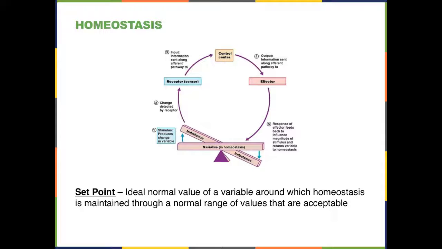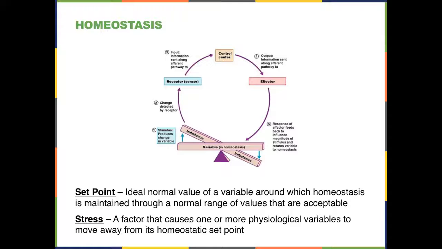So let's take body temperature. Everybody's heard of 98.6 as being normal, quote unquote, body temperature. So the body temperature set point is 98.6, and homeostatic mechanisms will function whether it's hot outside, cold outside, whether the person drinks something cold or hot, and it'll work through various mechanisms to keep the body temperature around this normal set point.